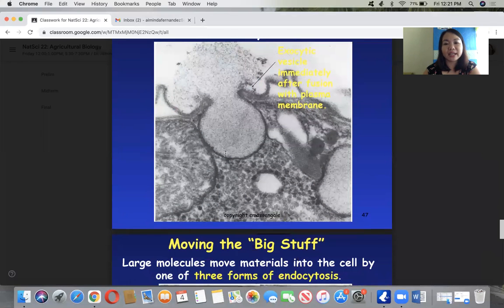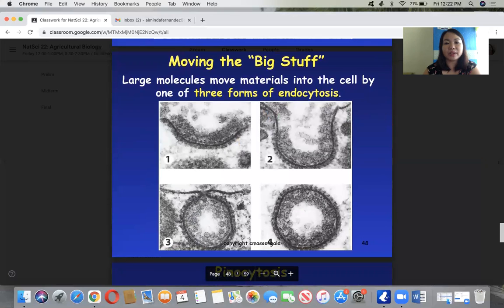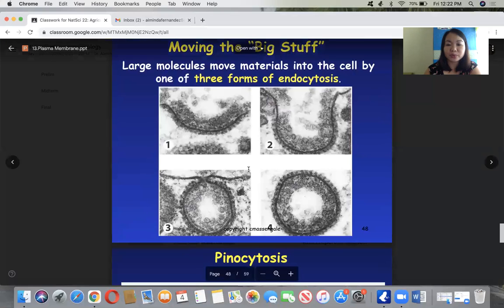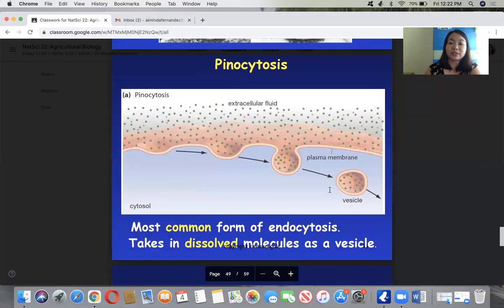It's very nice. Moving on, large molecules move materials into the cell by one of 3 forms of endocytosis. Figure 1, then 2, then 3, and 4. We also have so-called pinocytosis. It's the common form of endocytosis, which takes molecules into the cell as a vesicle. That's pinocytosis.